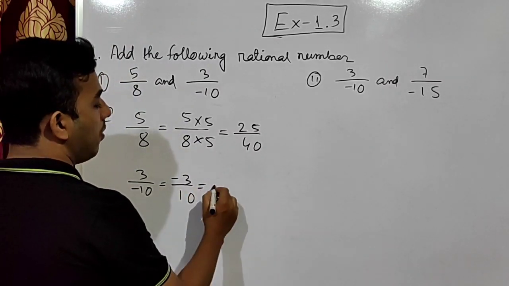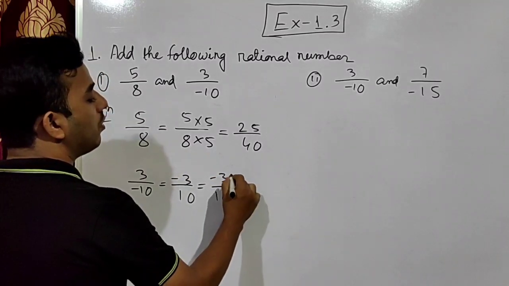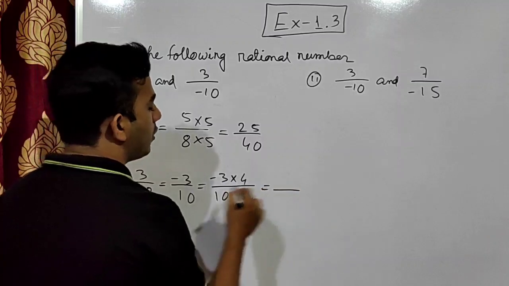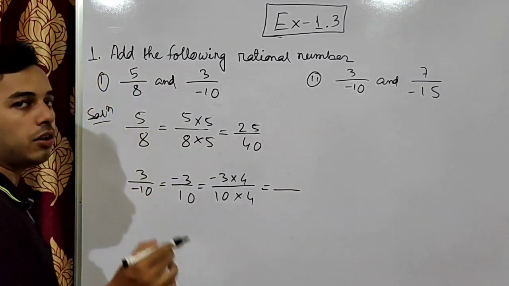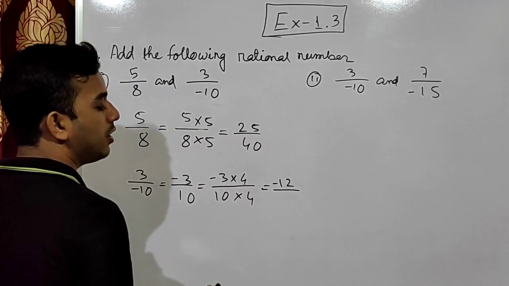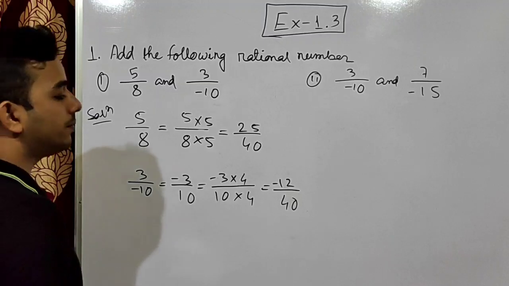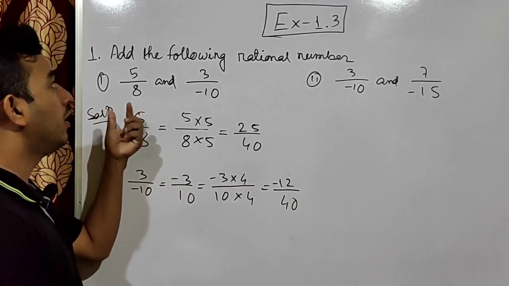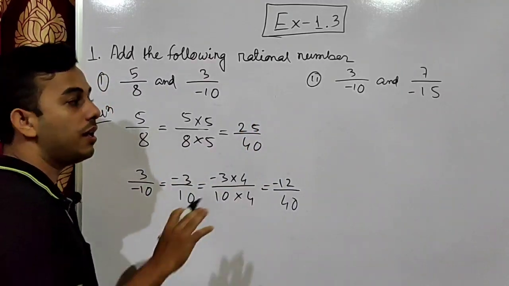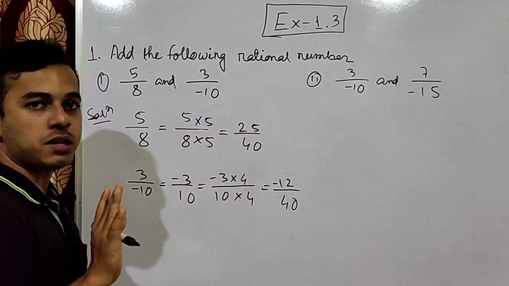Now we have to make its denominator 40 also. So minus 3 by 10. Now 10 into 4 is 40, so we will multiply 4 with the numerator, that is minus 3, also. So minus 3 into 4 is how much? 3 into 4 is 12, and it will be minus 12 over 10 into 4, which is 40. Clear? Okay. This 25 by 40 is an equivalent rational number to 5 by 8. Their values are the same, but they are expressed differently. Clear? Okay.